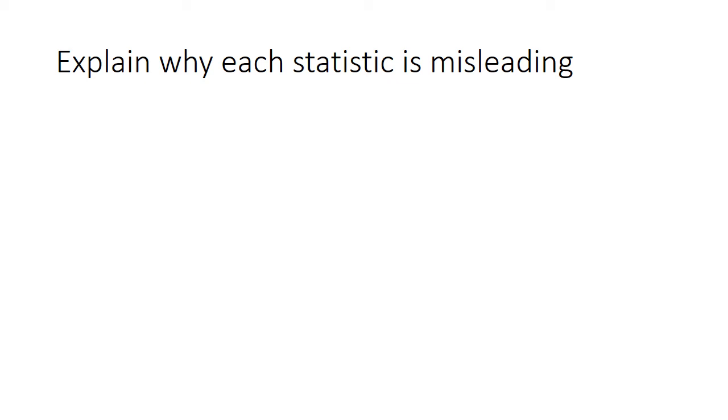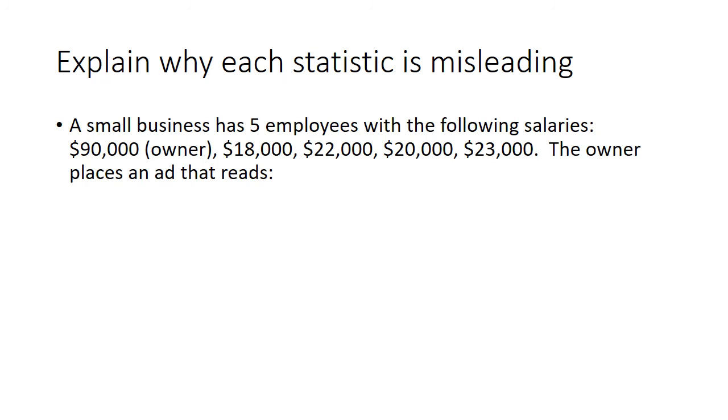All right, so here are some statistic statements, and I want you to think about why each is misleading. A small business owner has 5 employees, and here are their salaries. The owner gets $90,000 a year, and the other 4 employees get between $18,000 and $23,000 a year. The owner places an ad, and this is what it says: "Help wanted. The average salary is $34,600." Why is that misleading?